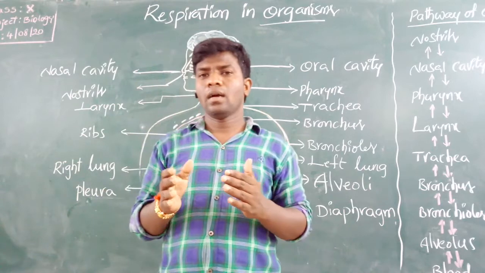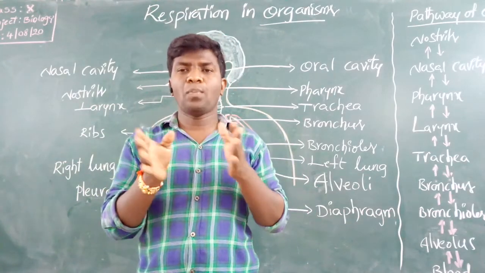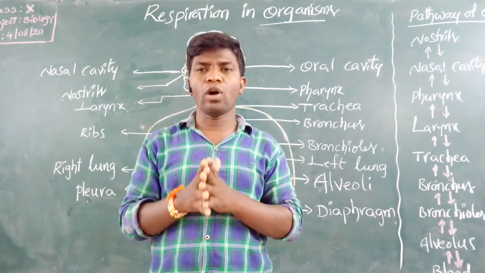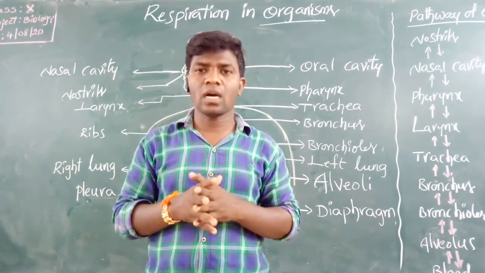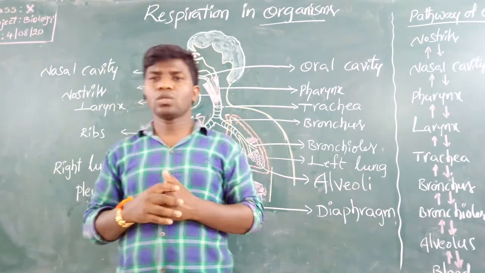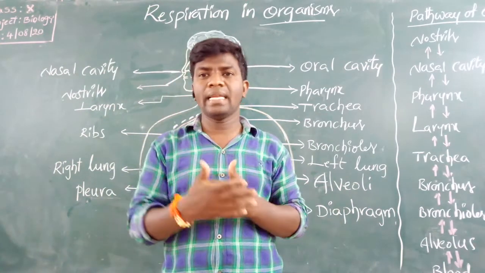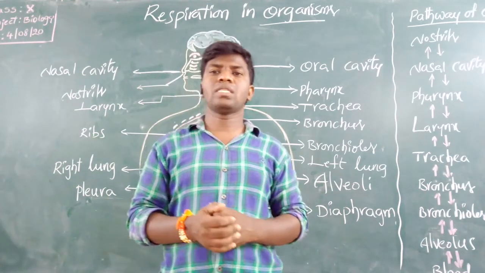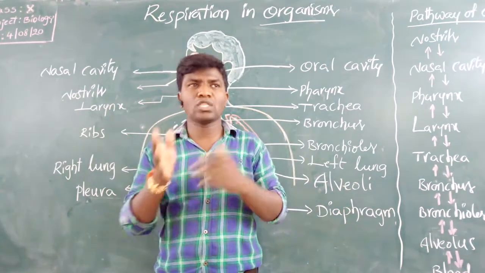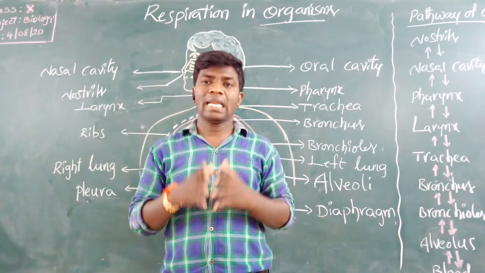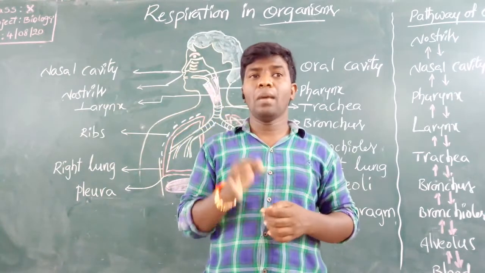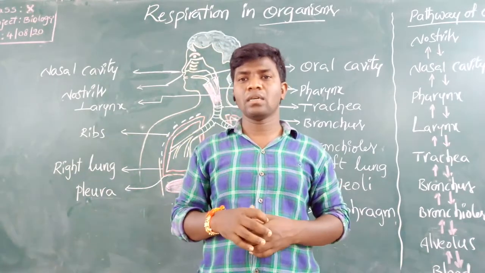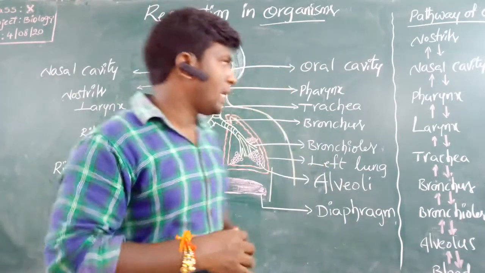So here, dear students, I wanted to recall red blood cells. Red blood cells contain about 250 million hemoglobin molecules. How many? 250 million hemoglobin molecules. Each hemoglobin molecule can carry four oxygen molecules. There are 4 to 6 million red blood cells present in each cubic millimeter of blood. One milliliter of blood contains how many? 4 to 6 million red blood cells.